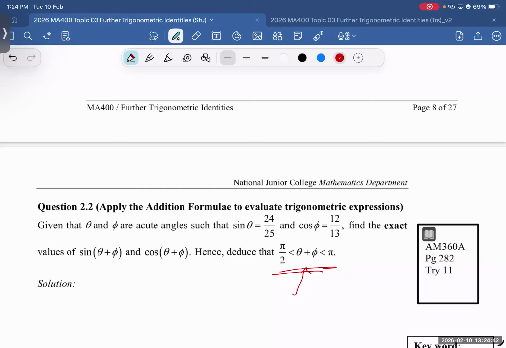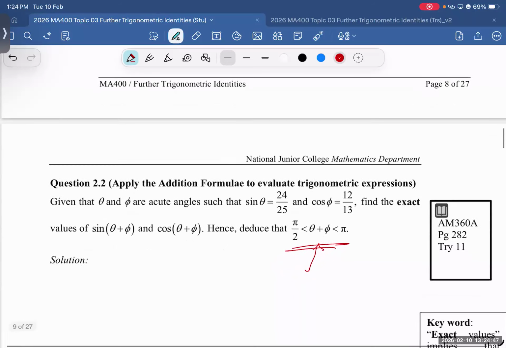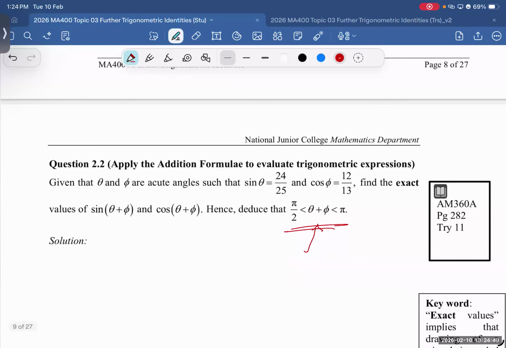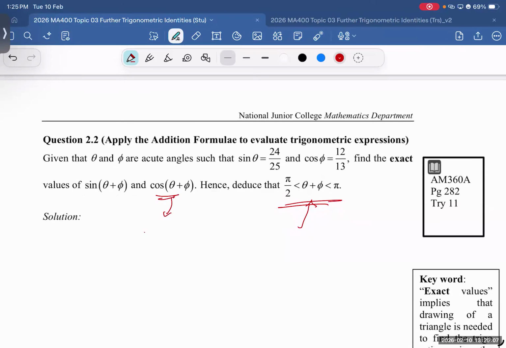No, but it doesn't always have to be so. It's not enough. Smaller than 0. Hear what I say. Because in your working, have you shown that cosine of theta plus alpha is negative? Therefore theta plus alpha is quadrant 2 or quadrant 3.